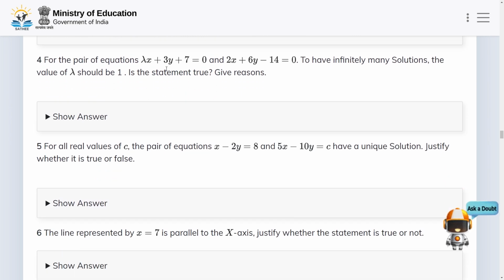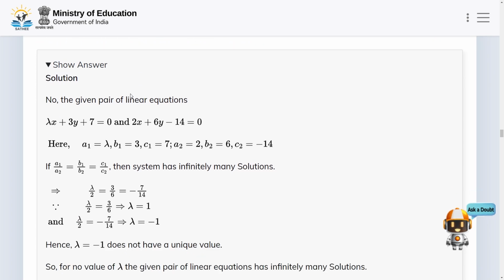Now let us move to question number 4. In question number 4, we have the pair of linear equations lambda x plus 3y plus 7 is equal to 0 and 2x plus 6y minus 14 is equal to 0. To have infinitely many solutions, the value of lambda should be 1. Is the statement true? If it is true, then you have to give a reason, and if it is not true, then in that case you also have to give reasons. Basically, this pair of linear equations has infinitely many solutions, and lambda should be equal to 1. So let us see how to solve it.